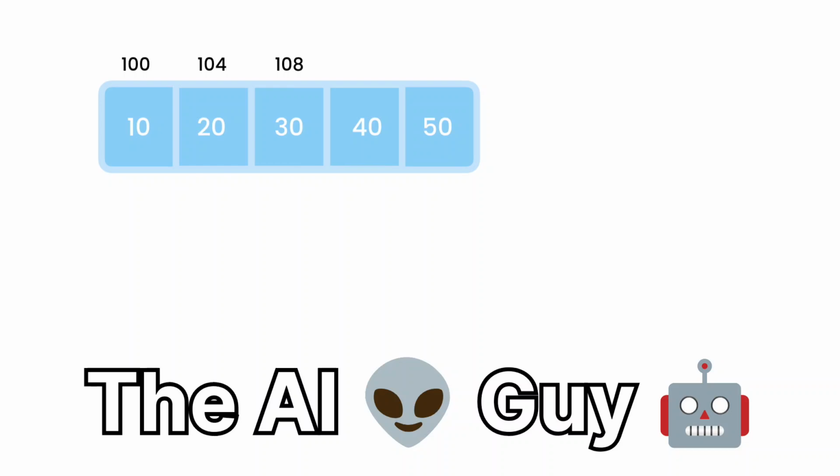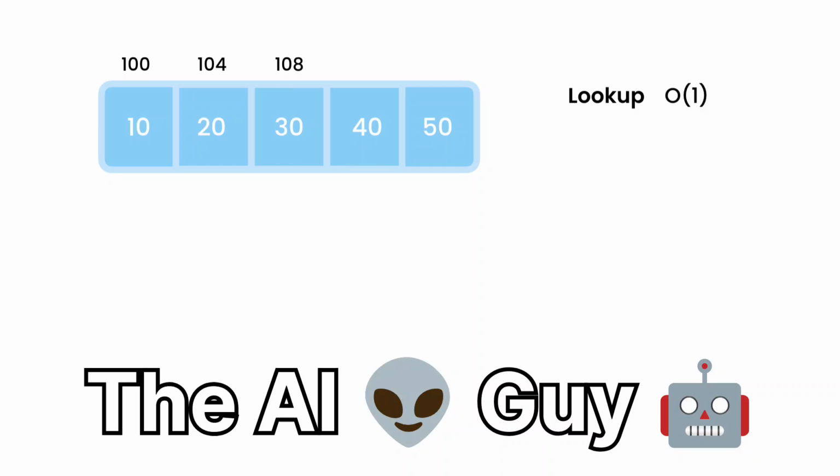Now, what do you think is the runtime complexity of this operation? It's O of 1. Because the calculation of the memory address is very simple, it doesn't involve any loops or complex logic. So if you need to store a list of items and access them by their index, arrays are the optimal data structures for you.